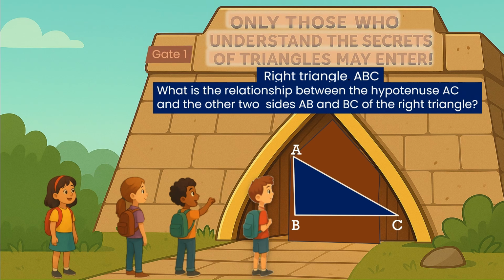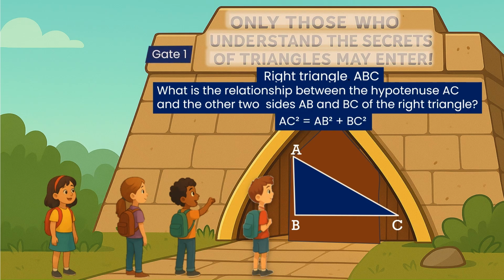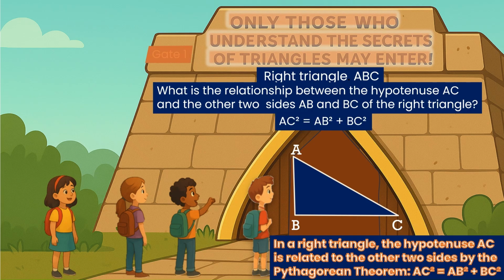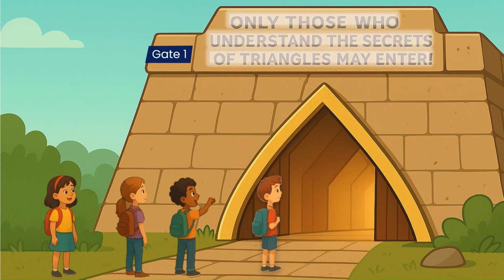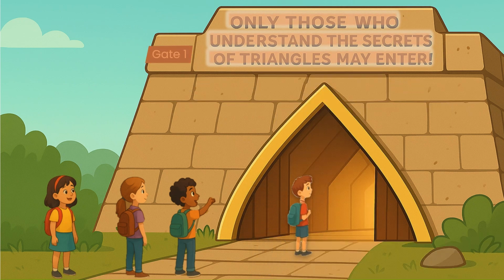Suddenly, the third question appeared. What is the relationship between the hypotenuse AC and the other two sides AB and BC of the right triangle? AC square is equal to AB square plus BC square. At once, with a chiming sound, the door opened and their adventure continued.